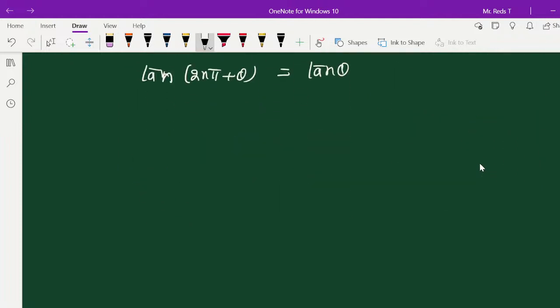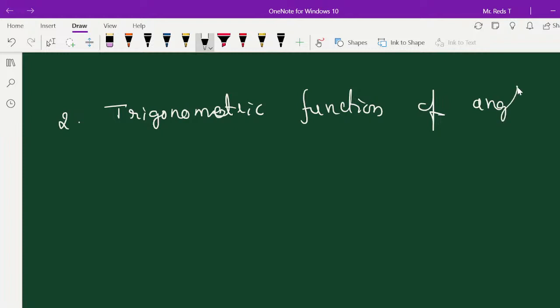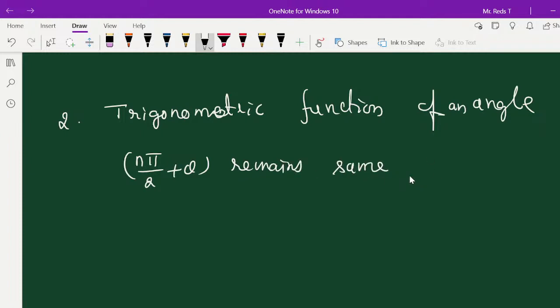Next one is the second one. So here write down: trigonometric function of an angle, of an angle n pi by 2 plus theta. The trigonometric function of n pi by 2 plus theta will remain the same if n is even.